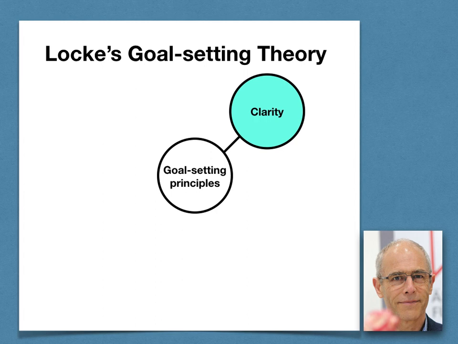Clarity. To be motivating, goals need to be clear. When a goal is clear, it's easy to understand exactly what you need to achieve. It's not open to debate or interpretation. Conversely, when a goal is vague and imprecise, it's difficult to know if you've achieved it.